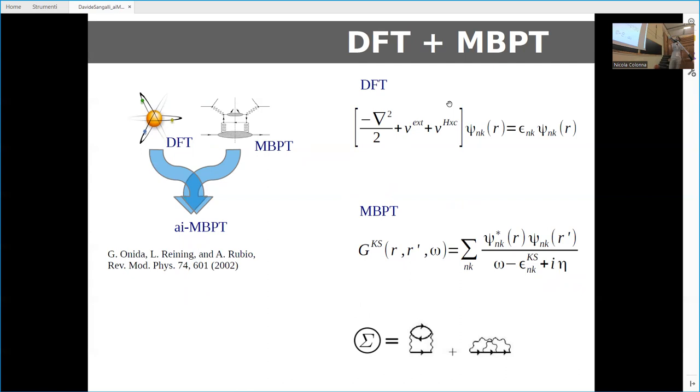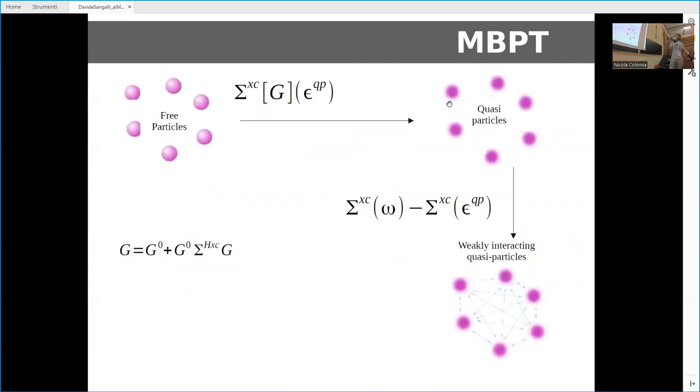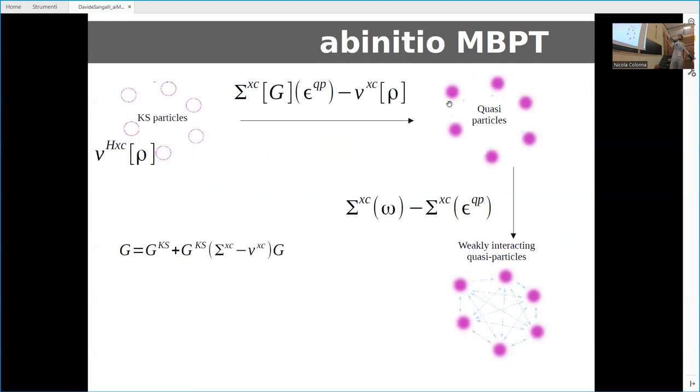So ab initio many-body perturbation theory is a combination of density functional theory and this many-body perturbation theory. The idea is that one starts from one DFT calculation, can compute the Kohn-Sham Green's function, so the independent particle Green's function this time comes from Kohn-Sham. And so in this picture, one replaces the free particles with the Kohn-Sham particles. There is just this term which needs to be removed from the quasi-particle self-energy and the correction to the Dyson equation. But then the idea remains the same.